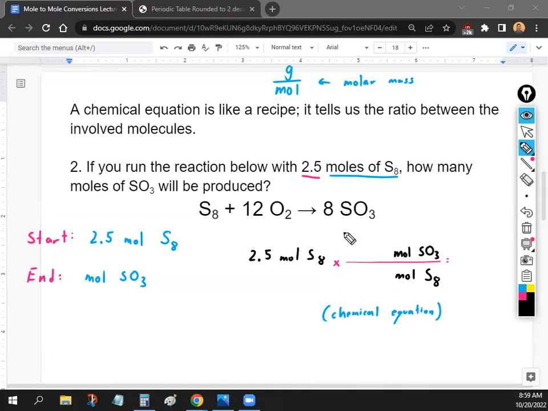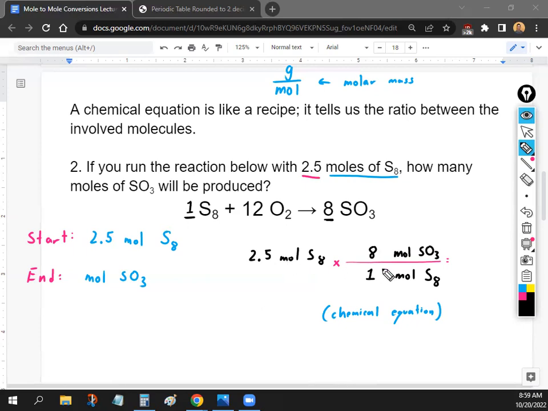All right, so let's take a look at this equation. What number is in front of SO3? SO3. 8. Yeah, there's an 8. So we put an 8 next to SO3 on the fraction. Yeah, and then 1 is what's in front of S8, right? And so on the bottom, we'll put 1.